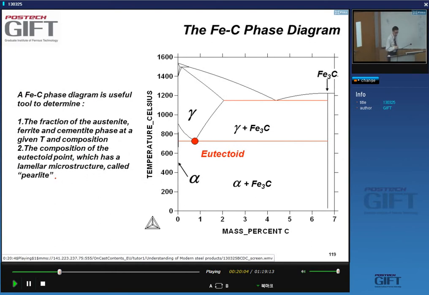Okay, so if I now look at the same iron carbon diagram I just showed you, and I put in the phases, I can now put some names on different areas in this phase diagram. So we can determine the fraction of austenite and ferrite and cementite at any given temperature and nominal composition, of course. And we can also see that there is this eutectoid point here, which will generate the perlite.